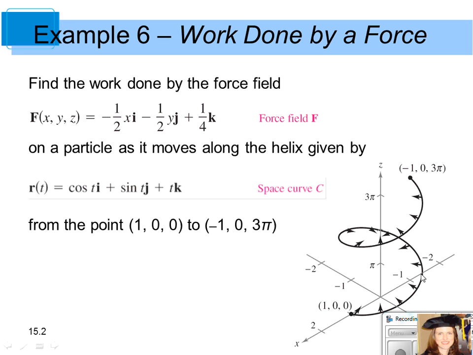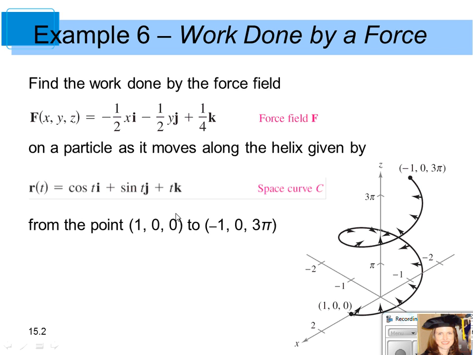Now we've shown just a few of the vectors that are on that path. From the point 1, 0, 0, all the way around to this point over here, negative 1, 0, 3 pi. Now these are points on the path. Now you do need to determine the time interval where you will start at the point 1, 0, 0 and end at the point negative 1, 0, 3 pi over 2.